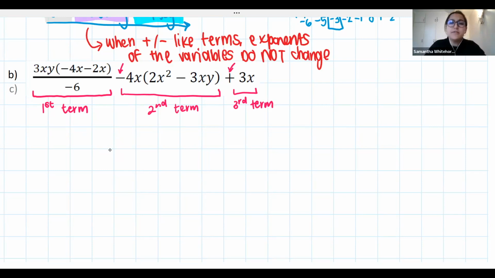So it is very, very important that we are able to identify our terms because we now need to go and double check. In those terms, is there anything I need to multiply? Is there anything I need to divide before I even start stressing about addition and subtraction?